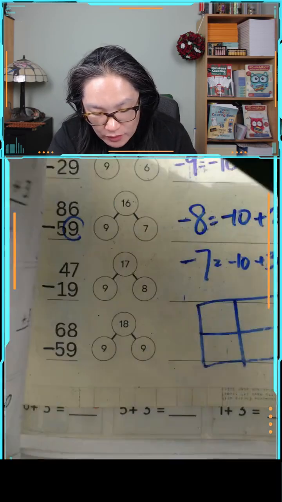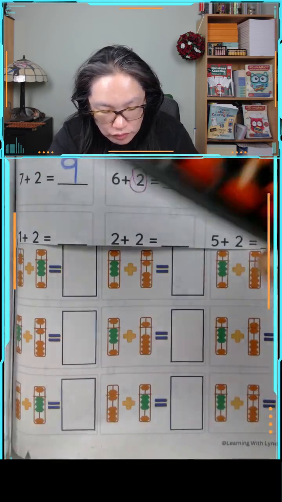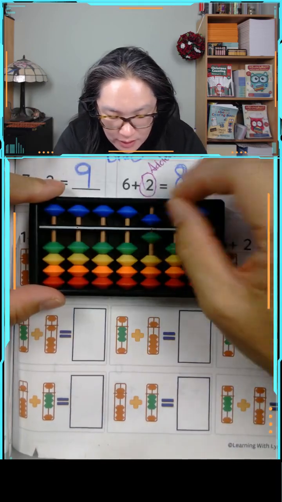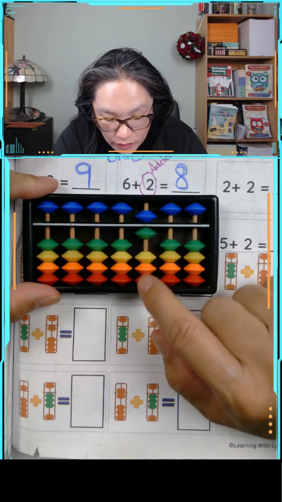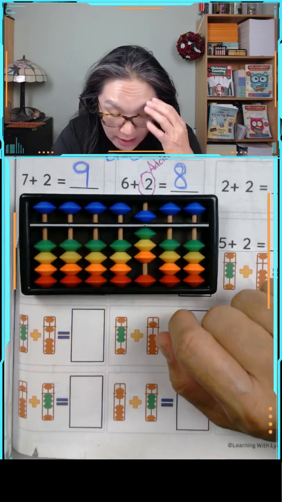We could do it again with the 2. We have 6 on the abacus. We want to add the 2. That's all we're doing. We're adding the 2. So my final answer is 8 again.